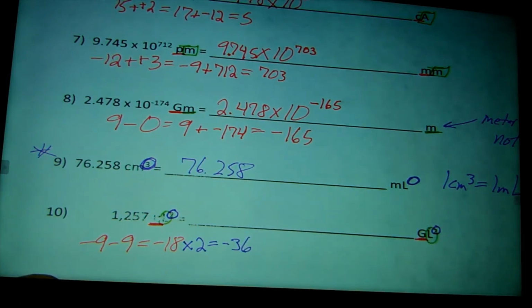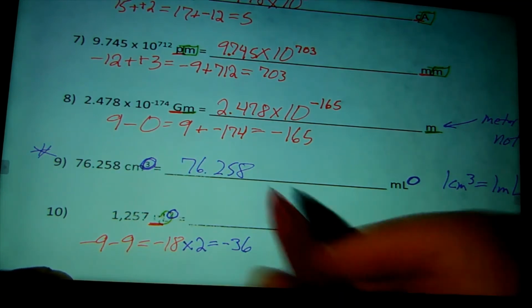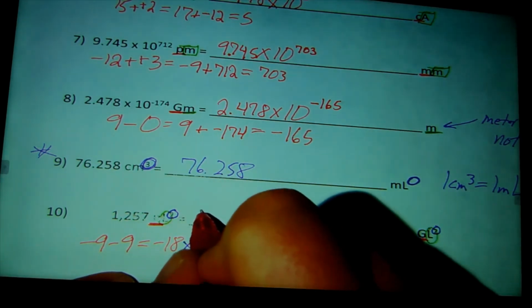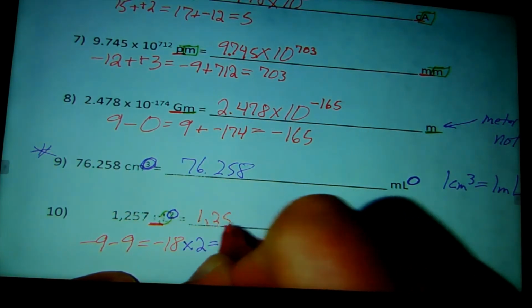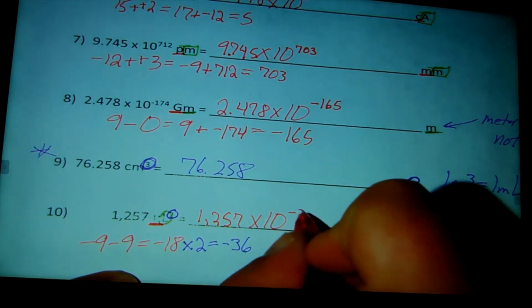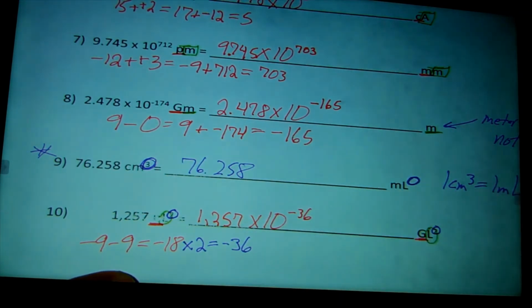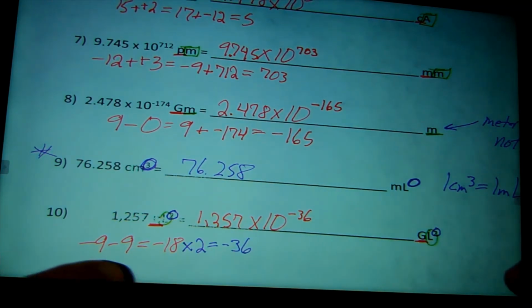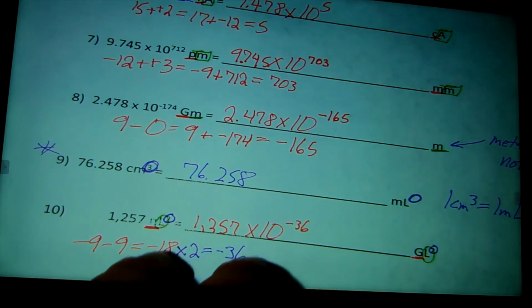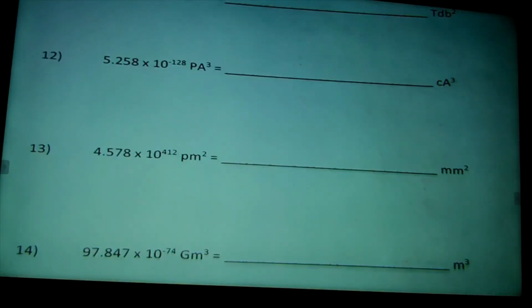Now we've taken care of that exponent, we've taken care of the prefix change, so we would add any exponential value we start with, but we don't. So we get 1,257 times 10 to the -36th power. Okay, so 1,257 times 10 to the -36th power. If you have questions, please, please, please come see me. All right.